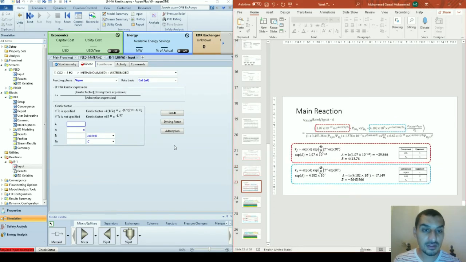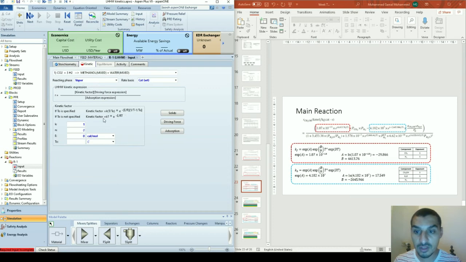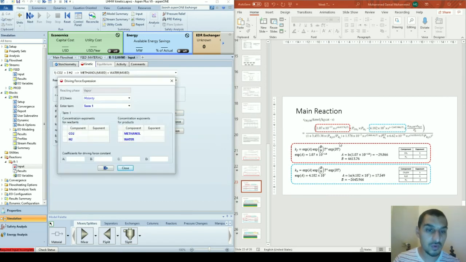For the kinetic factor, it's going to be the term that is before the bracket and multiplied by the whole bracket, and I don't have any term here, so I'm going to make it 1 for the K, and the E is equal to 0. So by doing this, I have this whole term equal to 1. I'm just putting the kinetic factor equal to 1 because I don't have a kinetic factor. It's simply 1. And now I'm gonna go for the driving force, and I'm gonna follow what I mentioned here.